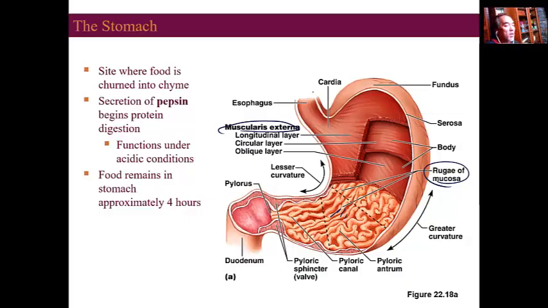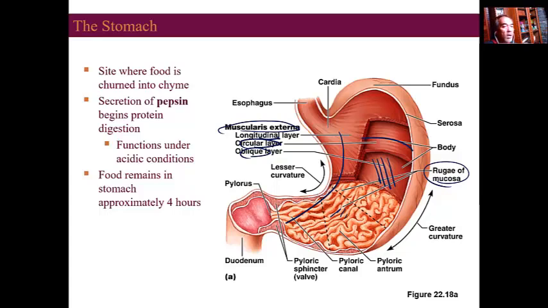So that's what the rugae is for. All right, so we have 3 muscles. The muscle that follows the length of the stomach is called longitudinal, and that's the first layer. The one that wraps around is called circular, the second layer. And the last layer is the third layer that goes at an angle, called the oblique layer. So those are the 3 layers.